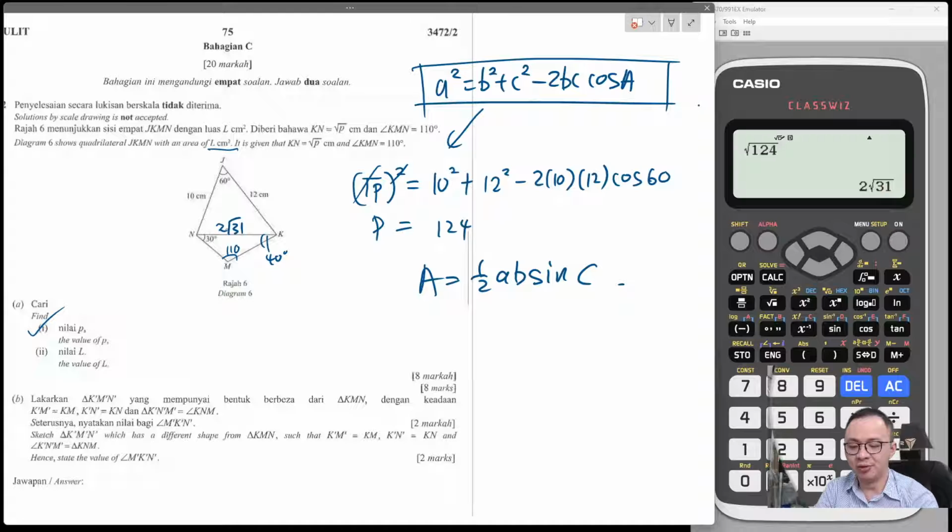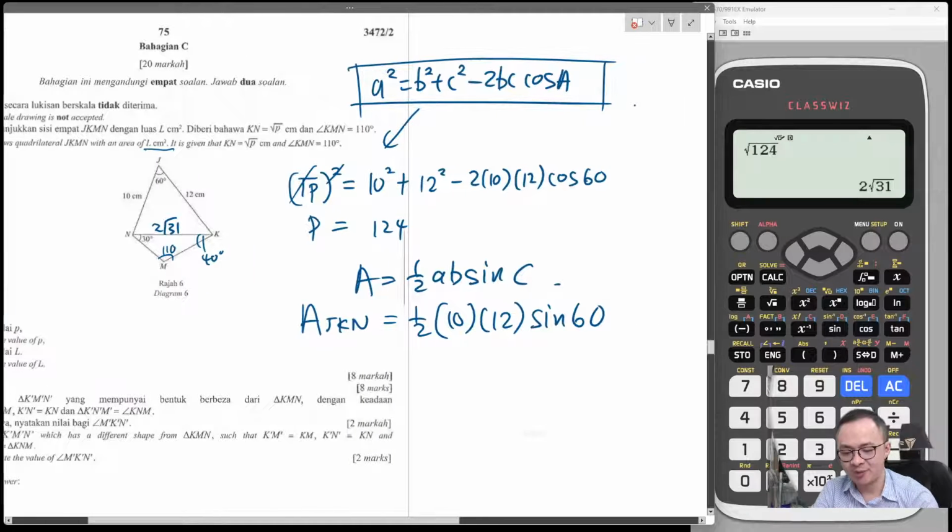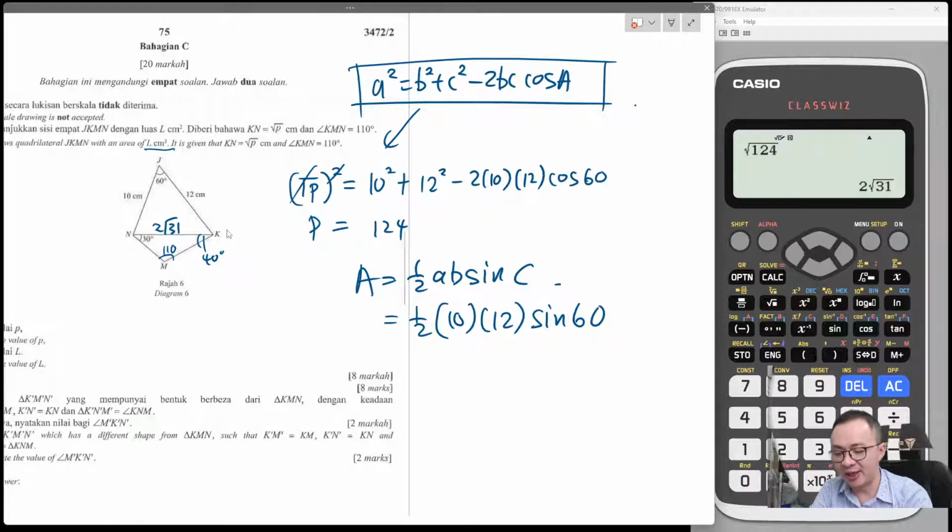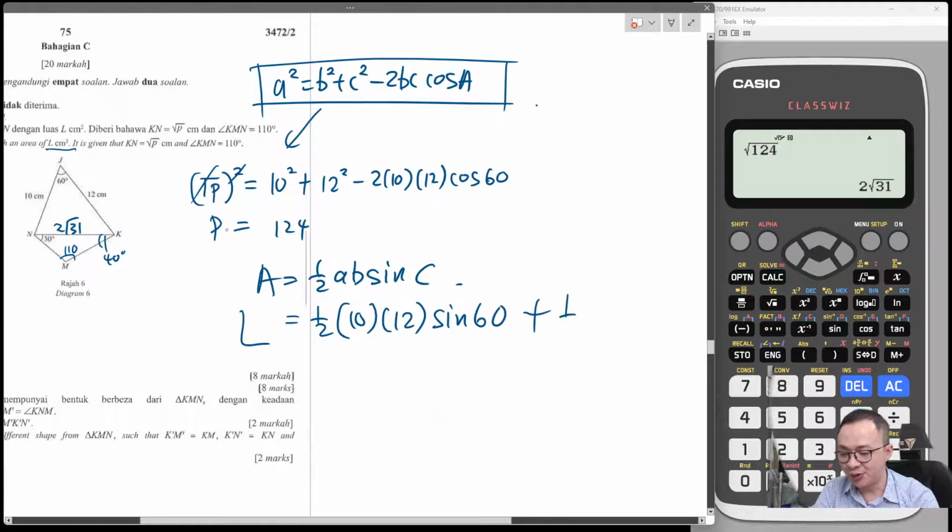So in order to use this one, I will have double triangle, right? So I will use first and second. So first is the area of what? JKN first. So it's 1 over 2, 10, 12, sine 60. Or I can straight away do all together. I just say L, then I plus the second triangle, which is 1 over 2.